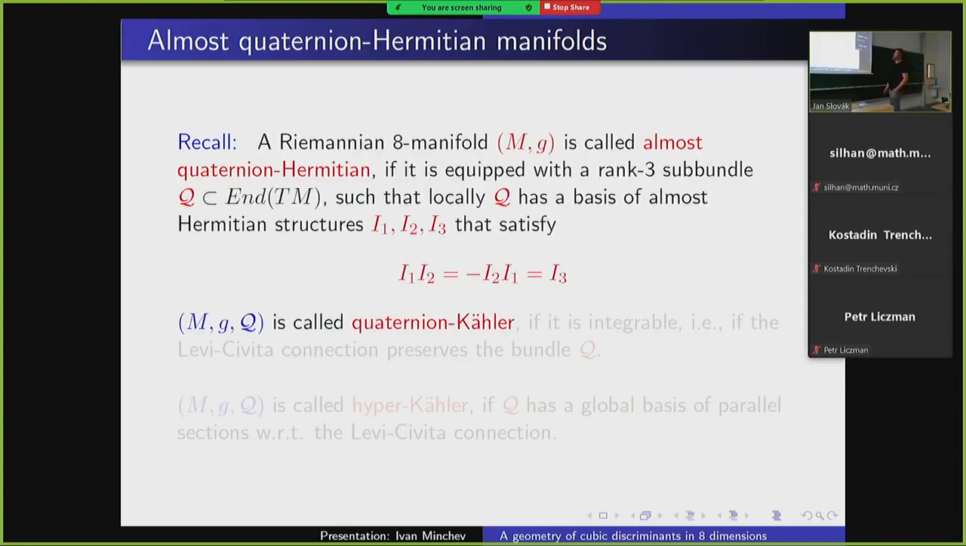So let me first recall what an almost quaternion Hermitian manifold is. That's the underlying structure. That's a Riemannian manifold with a rank 3 subbundle of the endomorphism bundle, such that locally this subbundle Q is generated by 3 almost complex structures that satisfy the quaternionic identities, and they are of course compatible with the metric. So 3 almost Hermitian structures satisfying the quaternionic identities, and that's the name quaternion Hermitian.